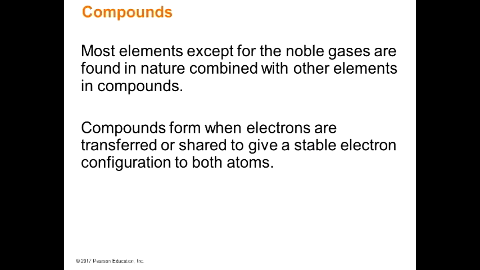Okay, most elements except the noble gases are found in nature combined with other elements in compounds. We note the noble gases are in group 18. They're noble. They have 8 electrons around. They're very happy sitting there on their throne doing nothing. That's it. They don't really want to interact. They don't want to form new compounds.